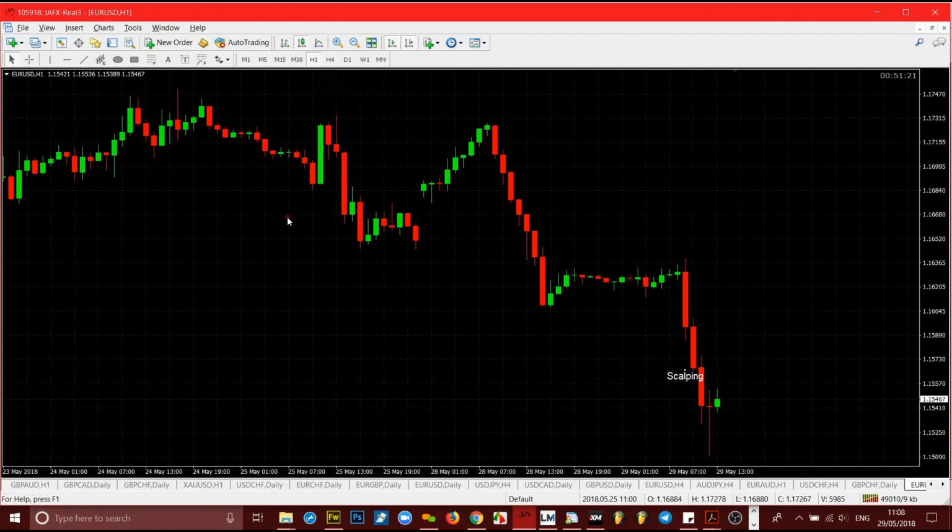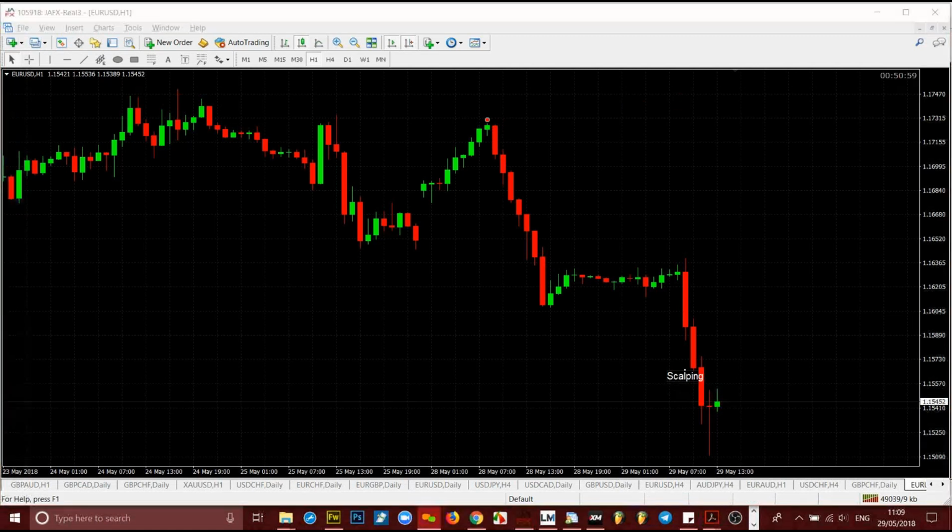Now remember, you're working with your time as well. If it takes 1 hour to form one candle, it means this is 1 hour, 2 hours, 3 hours, 4 hours, 5 hours, 6 hours, 7 hours. It took 7 hours to form all of these candles that you see here.